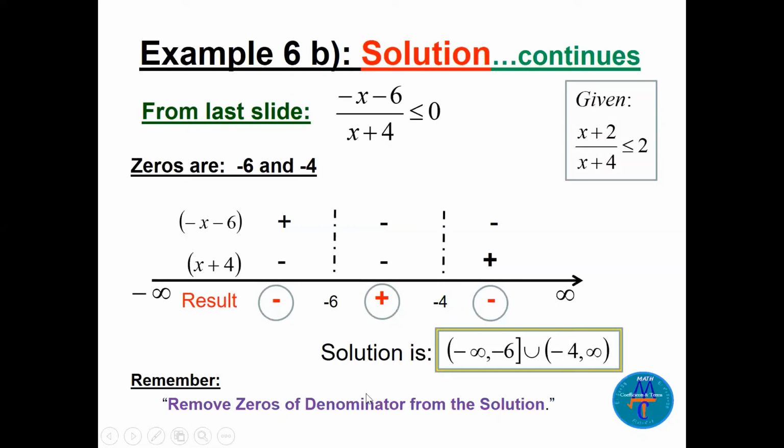Now, why do we have this one open? Remember, remove the zeros of the denominator from the solution. What will make the denominator 0 here is the same as here, x plus 4. So minus 4 will be in the denominator. So this is like a check. After you find the solution, if it is open all, that means it's okay. If it is closed, you check. See, minus 4, we cannot take it in the solution because it will make the denominator 0. So we make it open. Just remember to remove all the zeros of the denominator from the solution.